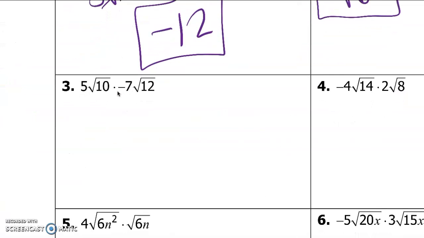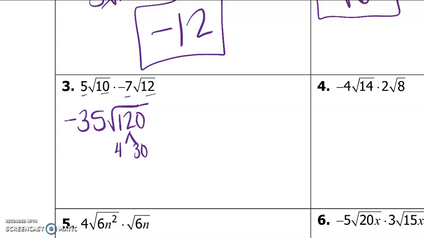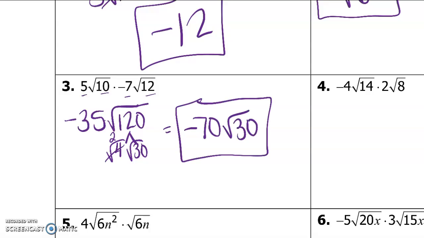Number 3, here we have stuff in all 4 spots. So 2 on the outside, 5 times negative 7 is negative 35. Square root 10 times 12 is 120. So 120 is a big number, but 4 is actually the biggest perfect square that will go into it. So 120 is 4 times 30. Square root, square root. The square root of 4 becomes 2. So negative 35 times 2 gives us negative 70 on the outside, and then square root of 30 goes with it.